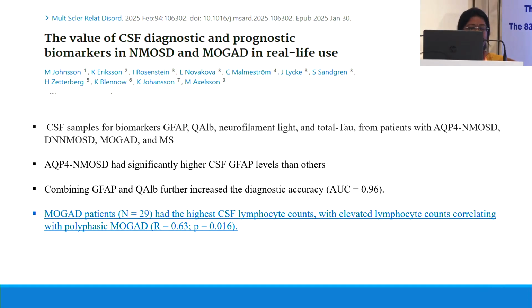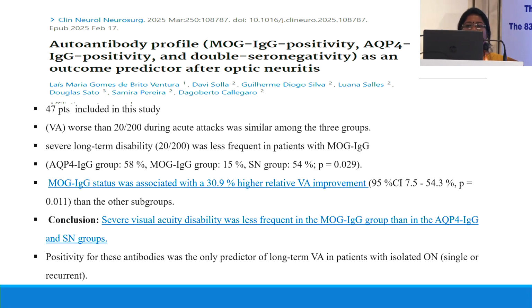So the antibody profiling regarding the MOGAD, NMO, and the double seronegative groups, they also used to predict the seromarkers for the recovery of the optic neuritis. Of the 47 patients they included, they found that the MOG status was associated with a higher quality of visual improvement, unlike the NMO spectrum disorders. And they concluded that severe visual disability is very less frequent in MOG spectrum disease, unlike NMO spectrum.